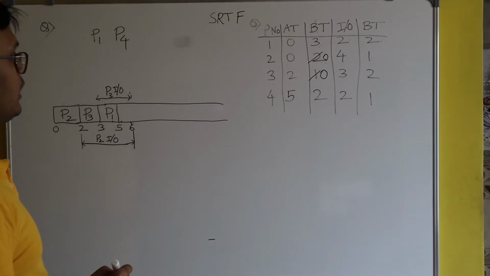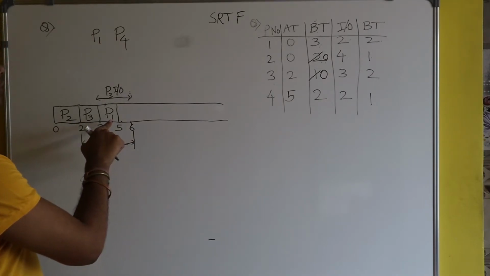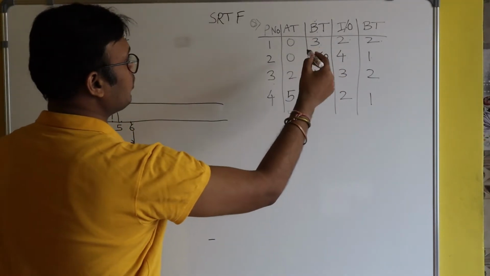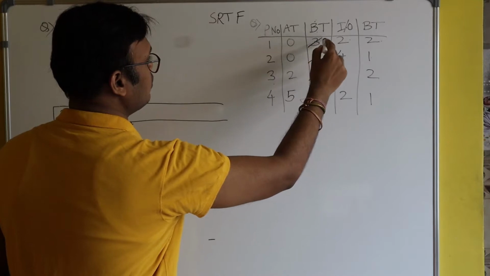Okay. And you see that process P1 has run for 2 seconds. So how many seconds are left for process P1? 3 minus 2, 1.